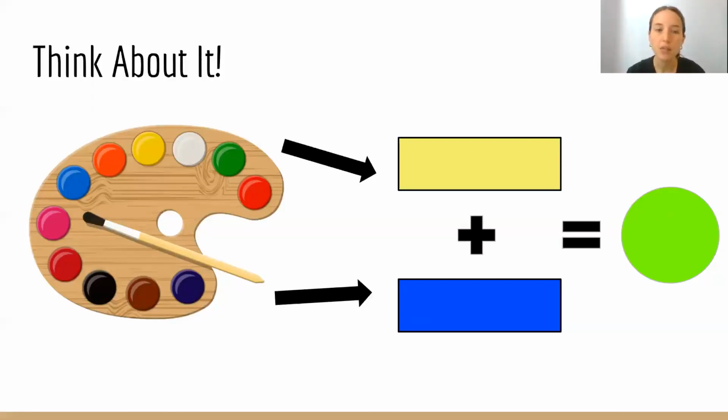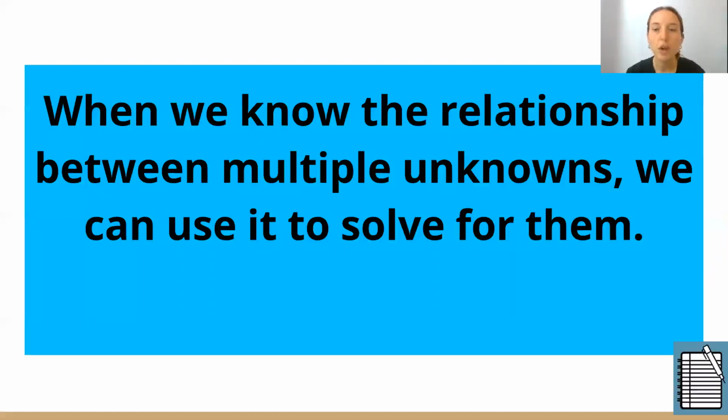And that leads us to the first really big idea for today, which is super important, which is if we know the relationship between multiple unknowns, we can use it to solve for them. So in this example, we knew the relationship of those two colors to one another because we knew what color they made, and we were able to deduce from the color they made, which was green, what the two colors we started with must have been. Okay, make sure you have this down in your notes.